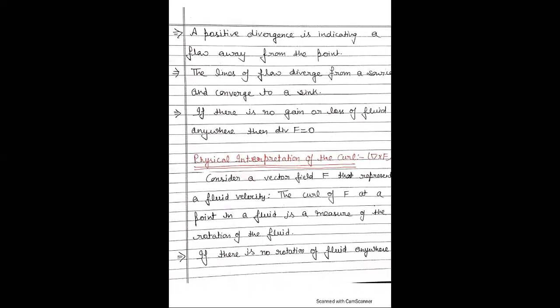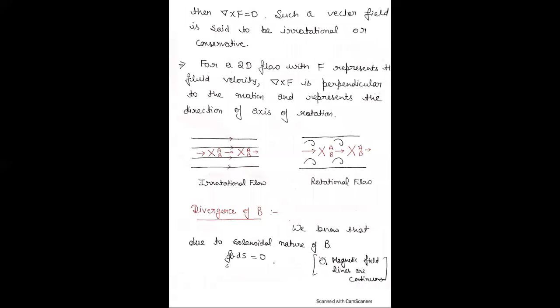Now, what is the physical interpretation of the curl? Curl is represented by del cross F for any vector field. Curl means rotation. It measures the rotation of a fluid. Let us consider a field that represents a fluid velocity. The curl of F at a point in a fluid is a measure of the rotation of the fluid. If there is no rotation of fluid anywhere, then del cross F is 0. Such a vector field is said to be irrotational or conservative.